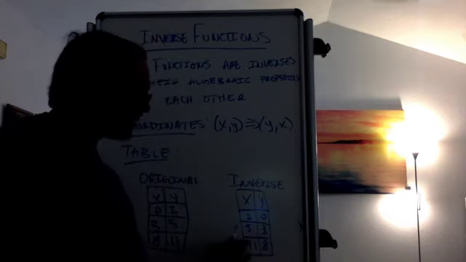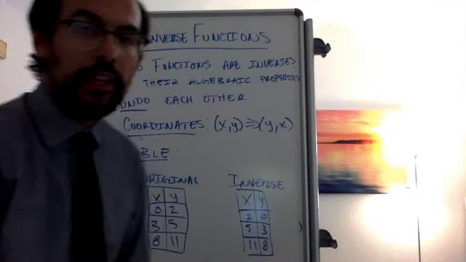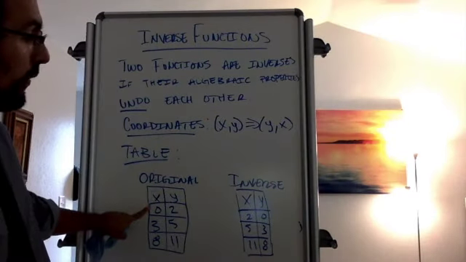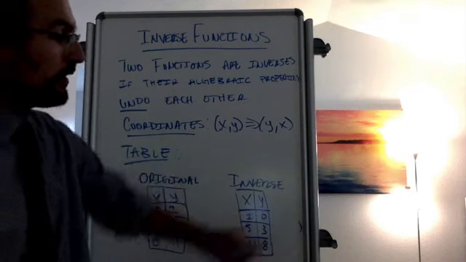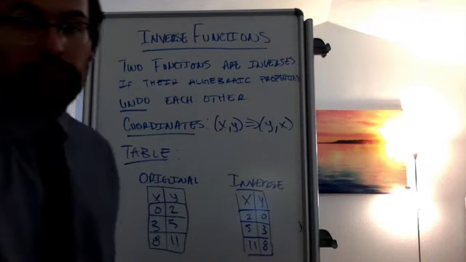A lot of students think inverse means switch the sign. No, that doesn't. The signs remain the same. All we're doing is flipping the order. 0, 2: now 2 comes first, then 0. 3, 5 becomes 5, 3. 8, 11 becomes 11, 8.